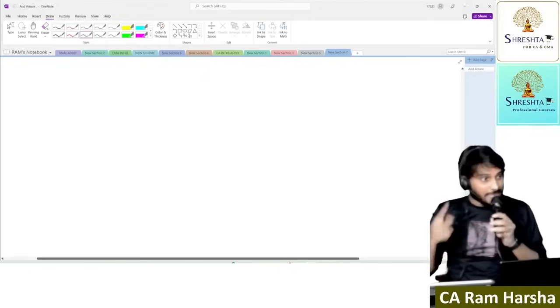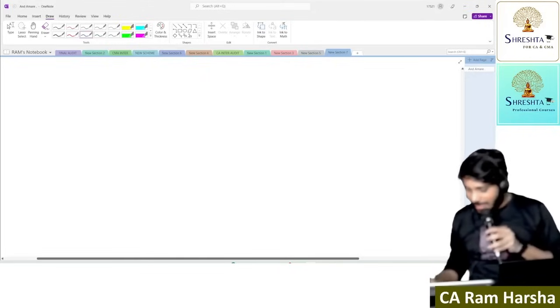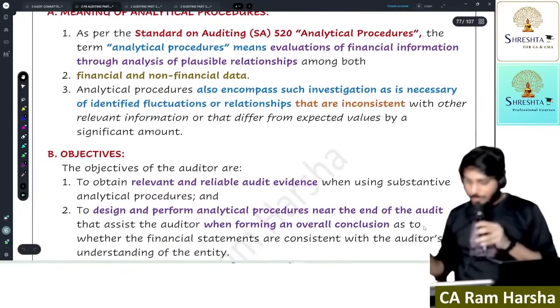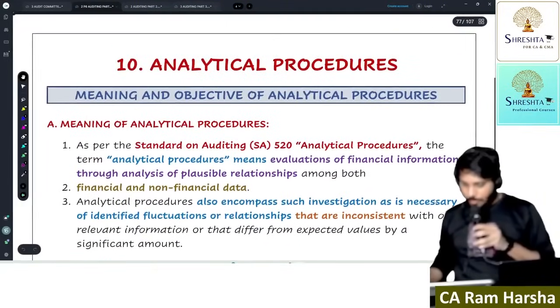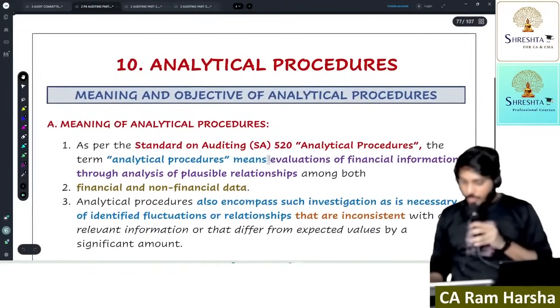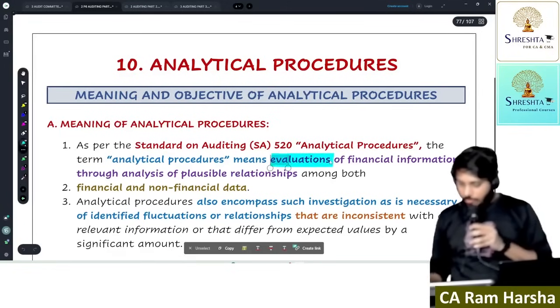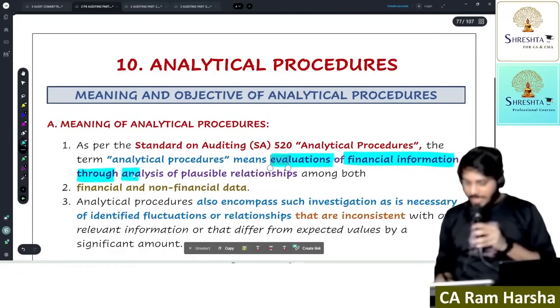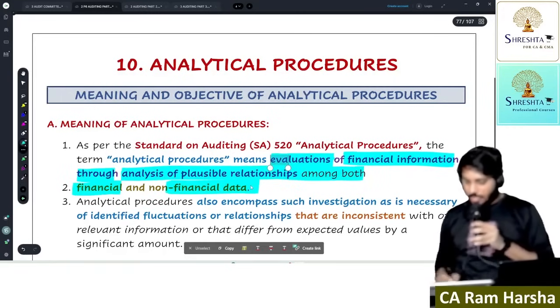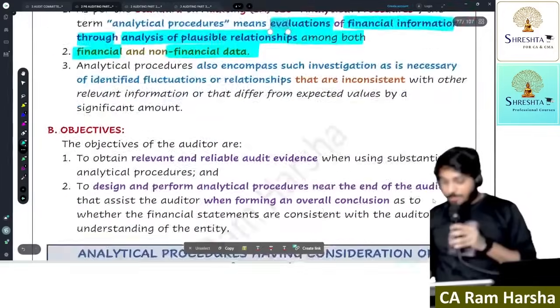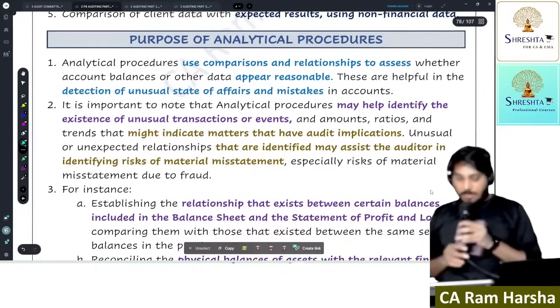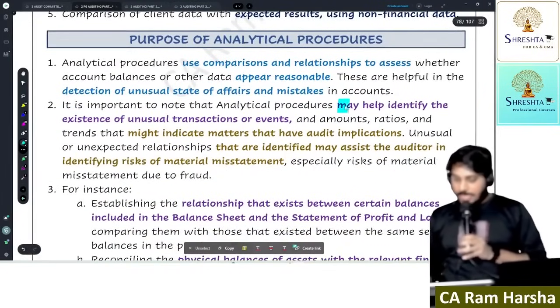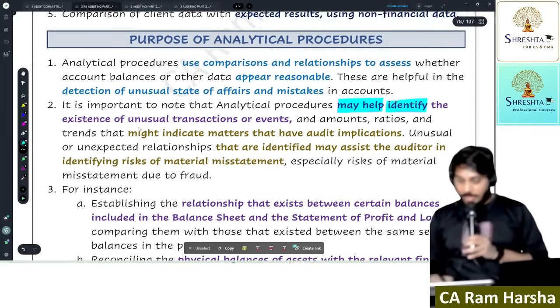If it is an unusual difference, what did I do right now? I investigated. Now look at the analytical procedure definition. Analytical procedure means what? Analytical procedure means evaluation of financial information through analysis of relationships among both financial and non-financial data. And what is the purpose of analytical procedure? There is a question here. Analytical procedures may help identify unusual transactions, unusual events, unusual amounts, unusual ratios that might indicate matters that have audit implications.